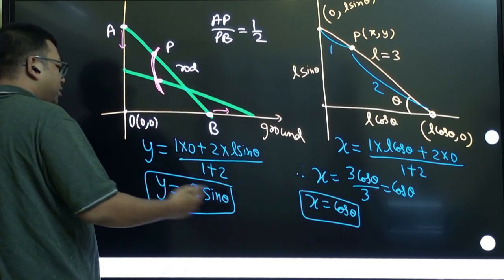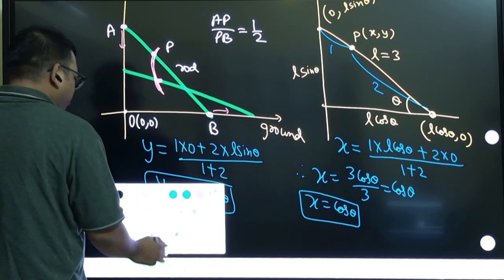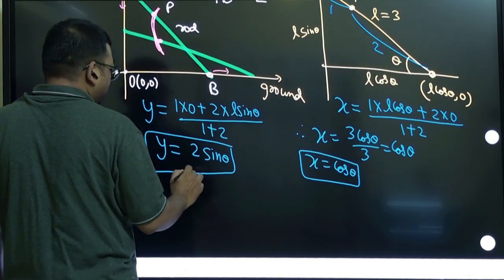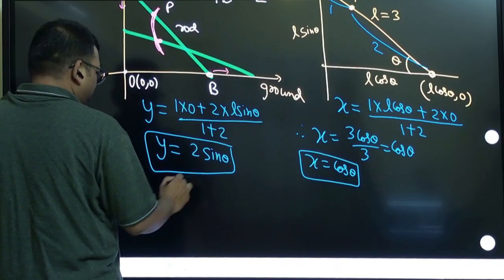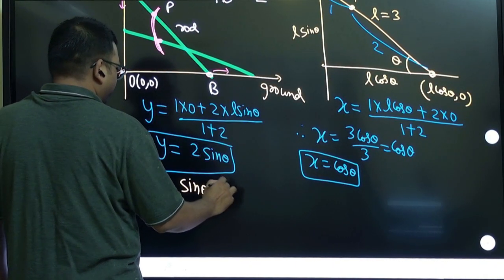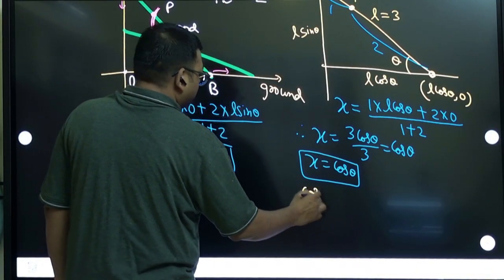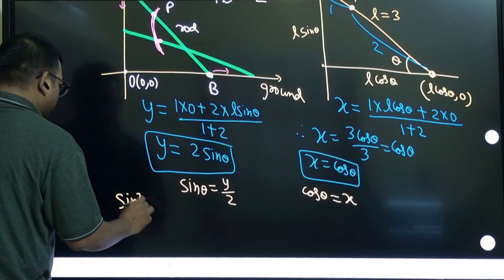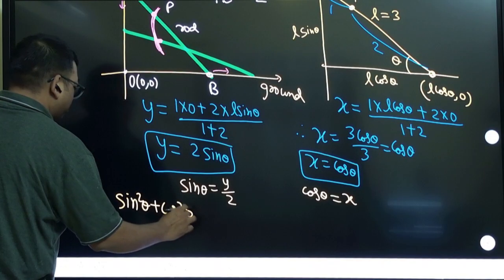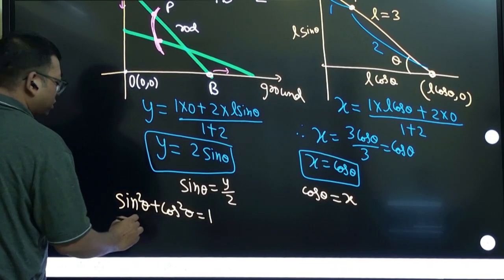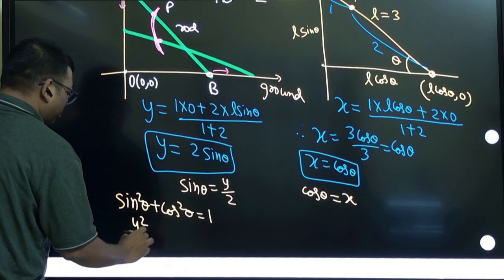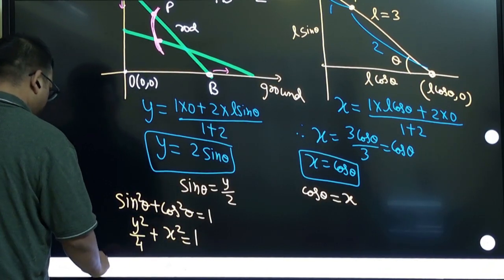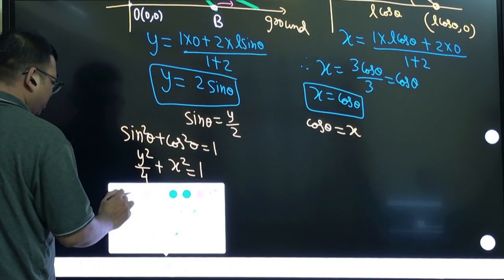We want the relation between x and y, which means we try to eliminate theta, right? Theta is an unknown thing, we can eliminate it. So from here we get sin theta, which is y by 2, and from here cos theta is x, and we know sin square plus cos square is 1. Yes, we'll substitute that. So sin square means y square by 4 plus x square is equal to 1. This is the equation. Now, it is an interesting equation.